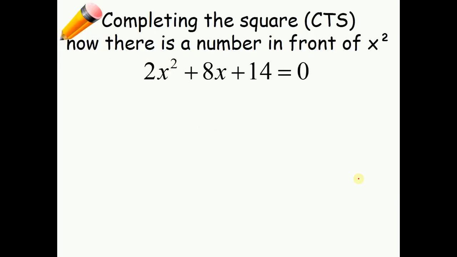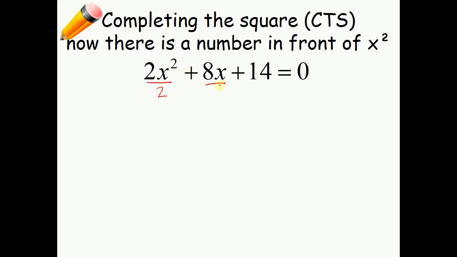Second part, completing the square. Now, notice, guys, there's a number in front of x squared. But, careful. Look. All the other numbers are divisible by that number. Something to keep in mind, completing the square only works when your a is 1. You can't complete the square if your a is not 1. So what you always need to do is divide by that a first.